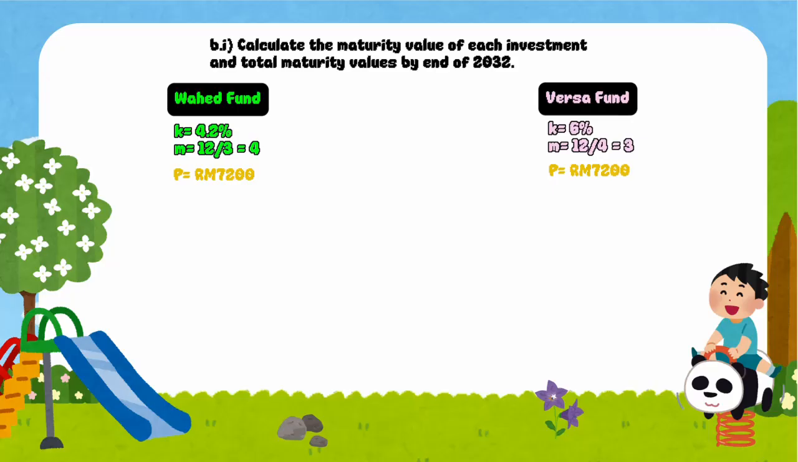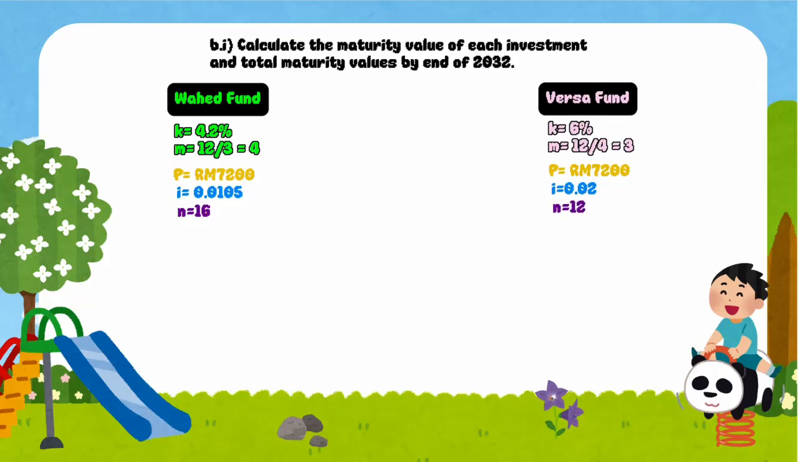Next, to complete the formula, we have to find the value of I and the value of N. Just like the previous question, we sub the K and M into the formula I equals K divided by M to find the value of I. Now, to find the value of N, you have to multiply M and T and sub it into the formula to find the value of N. Since we are calculating the maturity value of each investment, we have to do the same thing with Wahed Fund and Versa Fund to find the value of I and the value of N.